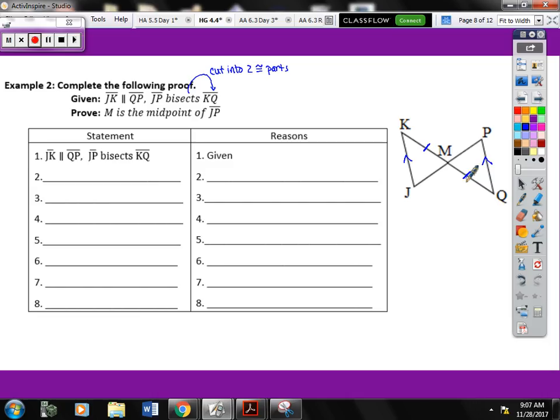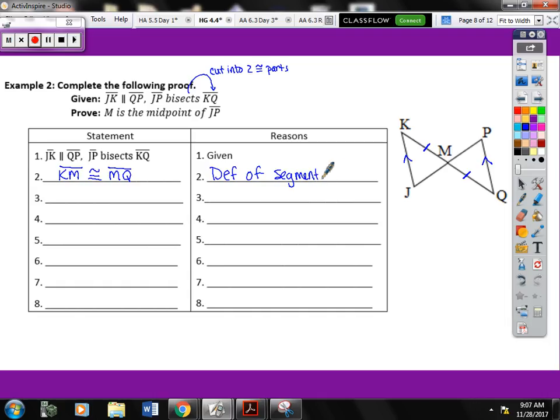So since I marked that, I'm going to write it down. Segment KM is congruent to segment MQ. What do we think our reason would be for that? Perfect. Definition of a segment bisector.